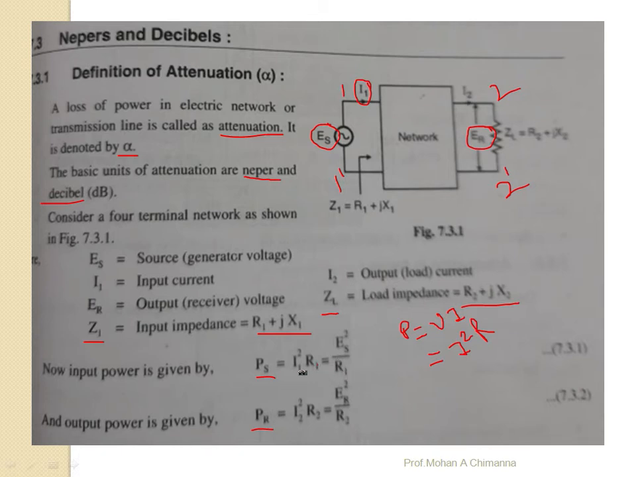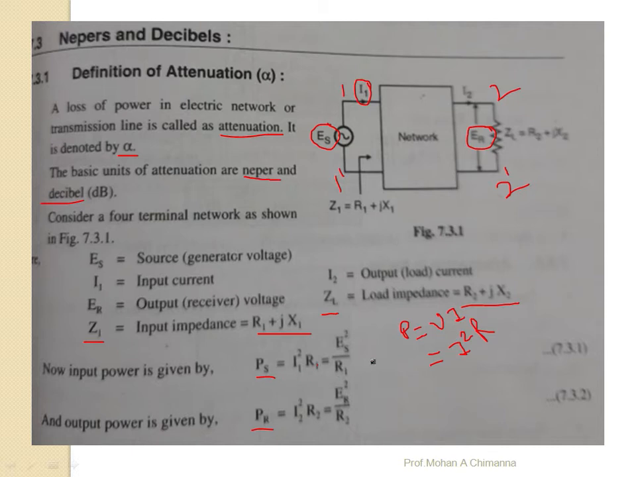Here we have to calculate V, which is equal to I into R, and I is equal to P upon V. So PS, which is equal to I squared into R, is equal to ES squared upon R1. Then PR is equal to I2 squared into R2, which is ER squared upon R2. Since I is equal to P upon V, or V is equal to P upon I, that equation we have to substitute here.